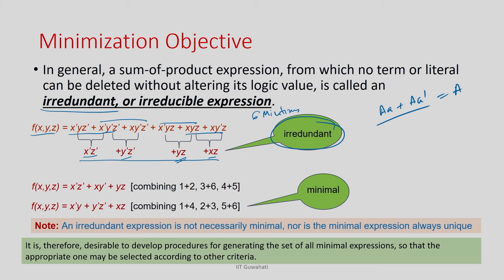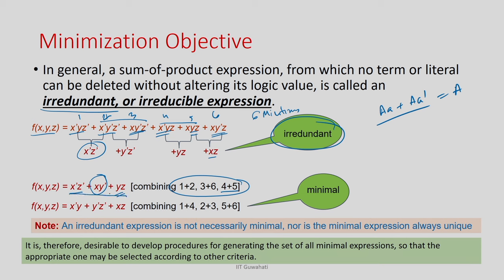But let us try to combine in a different way. So these are the product terms 1, 2, 3, 4, 5 and 6. You can combine in this format also: 1 and 2, that means this and this, you will end up getting x bar z bar. If you combine 3 and 6, you will end up getting x y bar, you can cross check. And then if you do 4 and 5, you will end up getting y z. So I have covered all the product terms 1 to 6, and I get an expression which has 3 product terms. This is also irredundant because I cannot reduce it further. I cannot combine 2 product terms anymore.